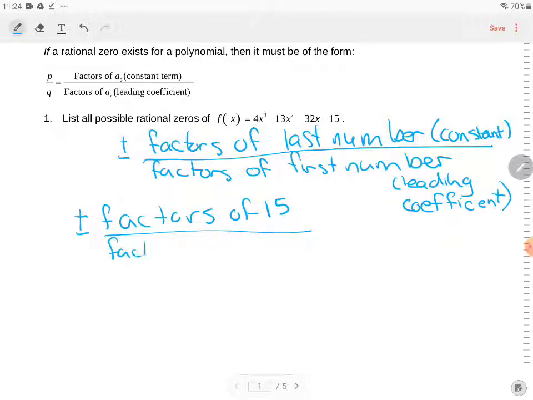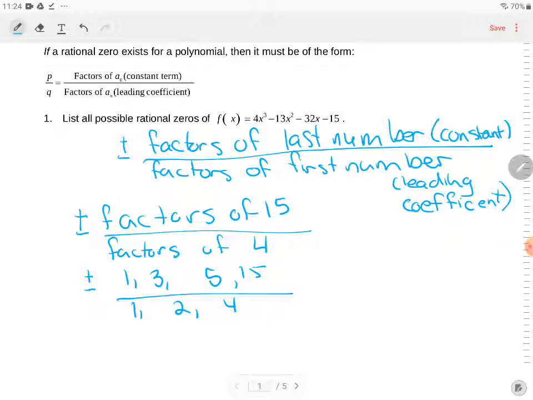over factors of 4. So you have plus or minus 1 times 15. 2 doesn't go into 15. 3 times 5. And the number between 3 and 5 is 4. But 4 does not go into 15 equally. So how do we get 4? 1 times 4. 2 times 2.